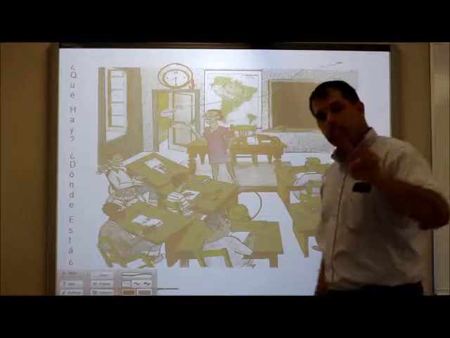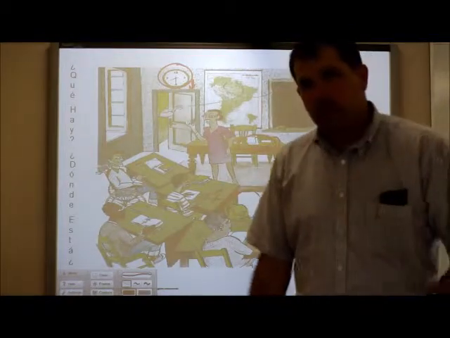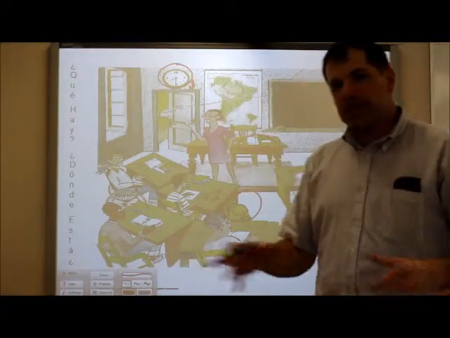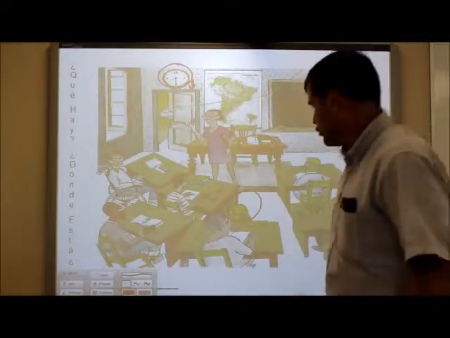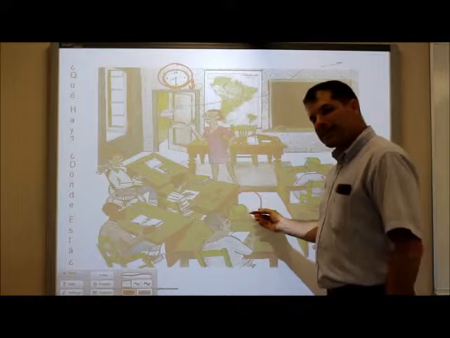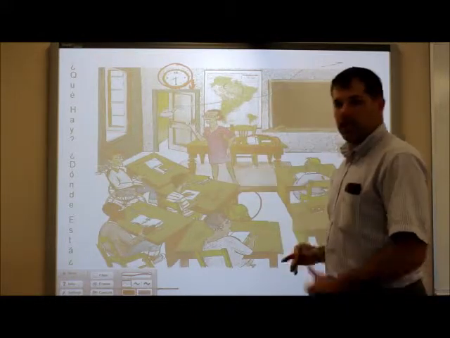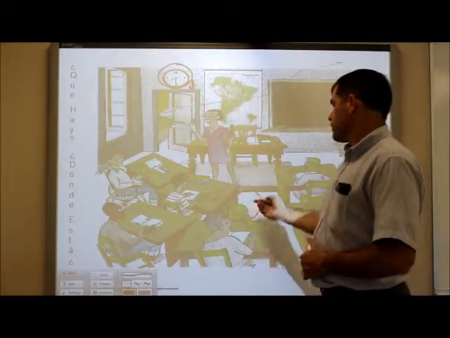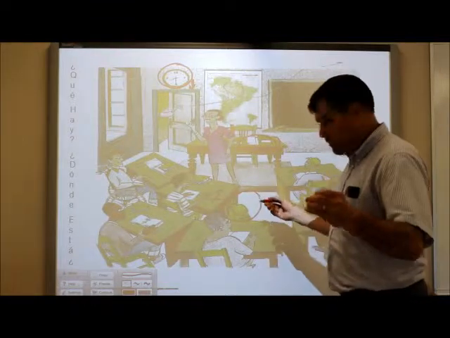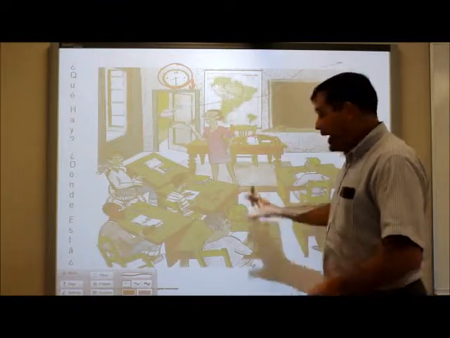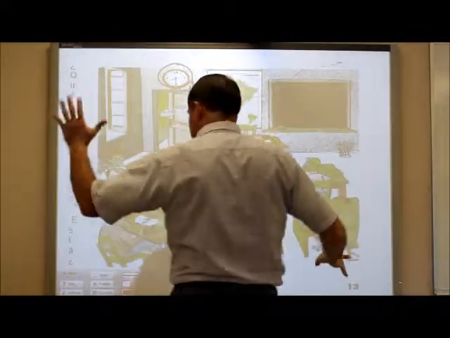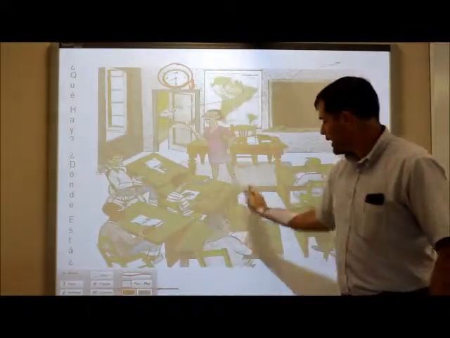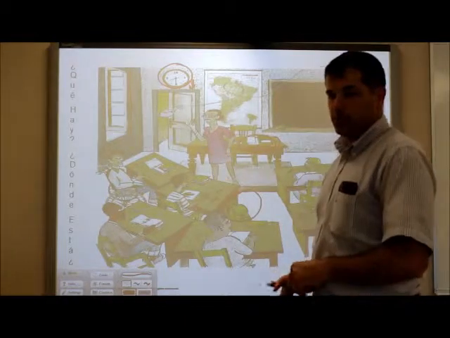Escritorio. We have two words for a desk. Pupitre is like a student desk, or escritorio is a little larger desk. La mochila está al lado del escritorio. Or, la mochila está a la derecha. A la derecha, a la izquierda. A la derecha del escritorio.